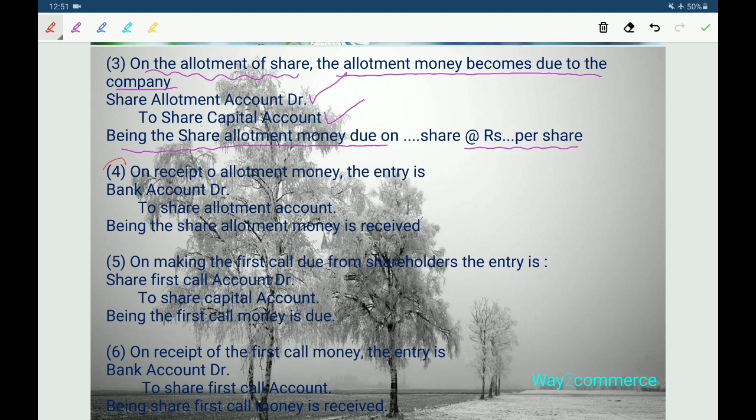Next, fourth journal entry on receipt of allotment money. It is a receipt entry. What is the entry? Bank account is debited to share allotment account. Narration: being the share allotment money is received. Next, fifth journal entry on making the first call due entry. On making the first call due from shareholders, the entry is share first call account is debited to share capital account. Okay, these are all simple ones. Being the first call money is due.